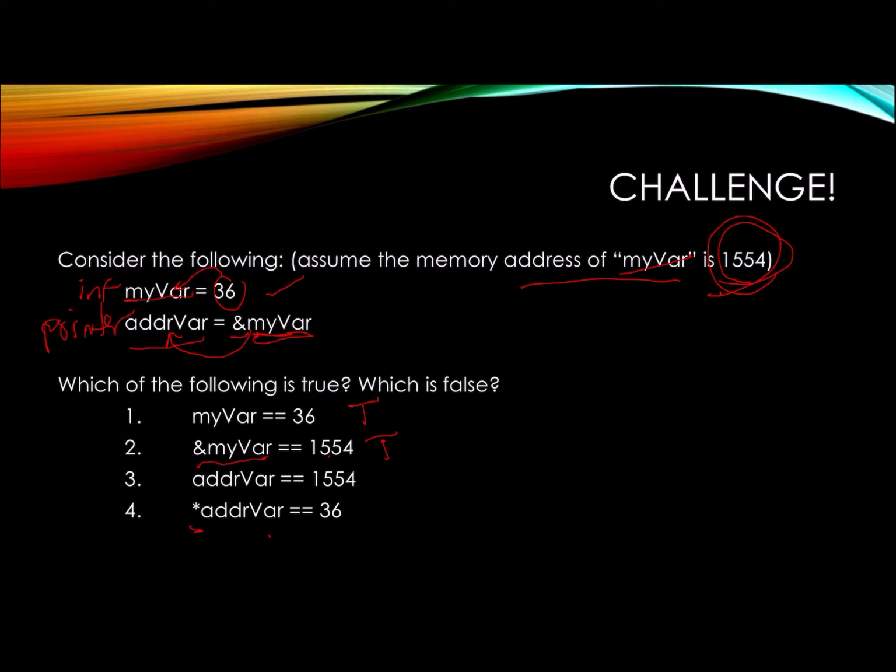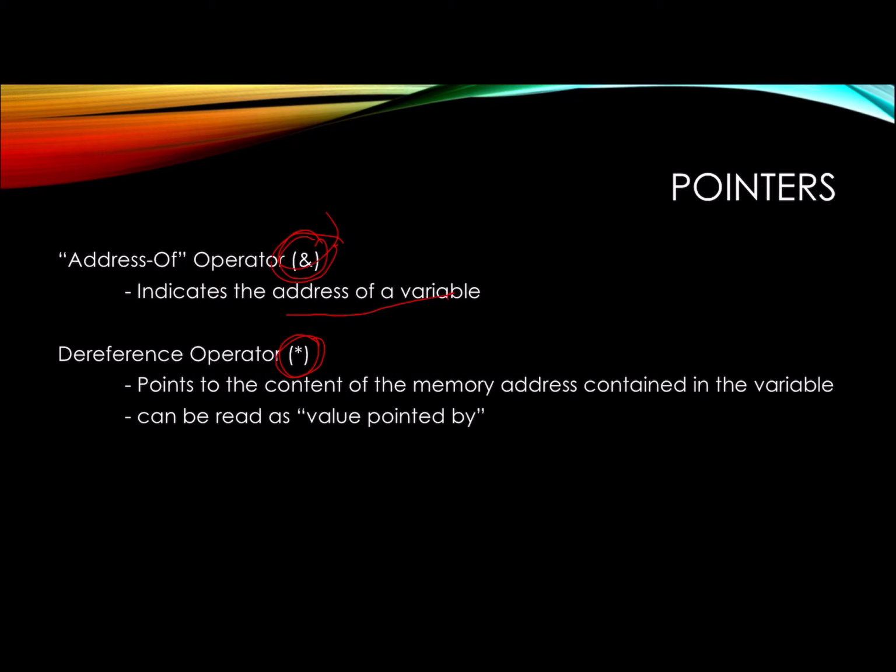Number three, is addr var equal to 1554? Addr var is a pointer, and we are putting the address of myvar into it. The address of myvar is equal to 1554, and so number three is also true. For number four, is asterisk addr var equal to 36? Remember, the reference operator points to the content of the memory address contained in the variable.